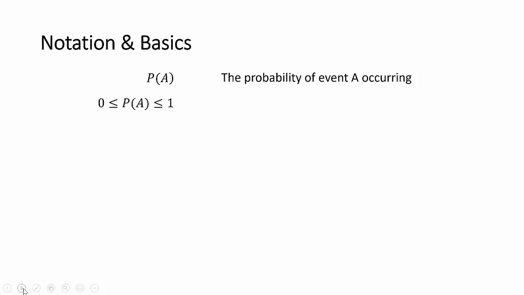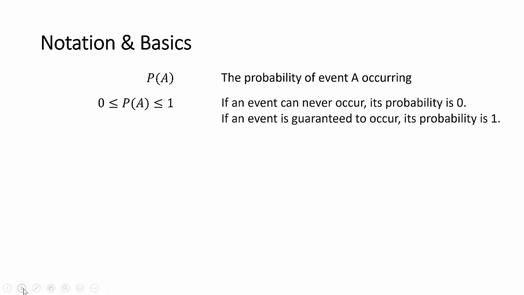Now, the probability of something happening must be between 0 and 1, including those values. Because if an event can never occur, its probability is 0, and if an event is guaranteed to occur, its probability is 1. And since the only thing that can happen is somewhere in between there, that's the limit to the probability.